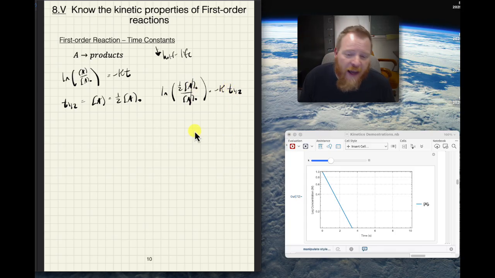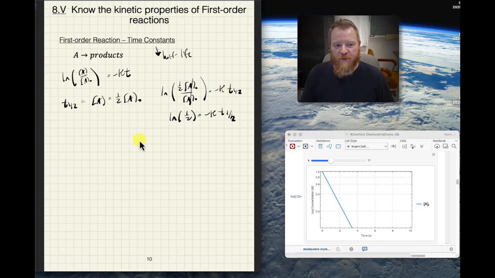You can see the A0 and the A0 will cancel. And then what I end up with is a natural log of 1/2 equals negative kt 1/2. That's just t sub 1/2, noting that that's the time for the half-life. And now doing an algebraic substitution here, and recognizing that I can absorb that negative sign and flip the division in the natural log, I get the following. That becomes the natural log of 2 divided by k equals the half-life, right?